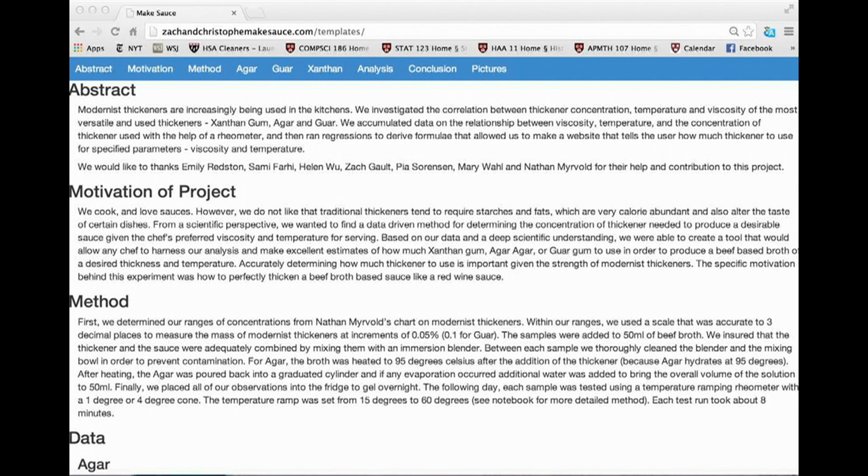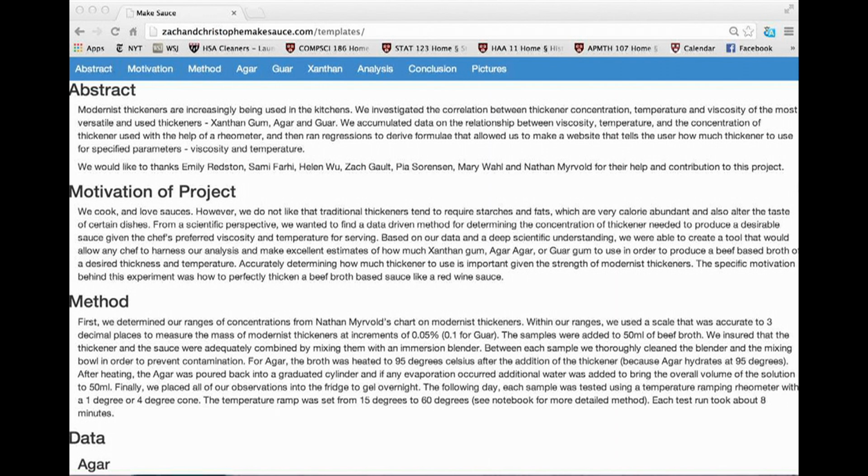So our starting point for the project was a table that Nathan Myhrvold published in Modernist Cuisine, his book. And in this table he listed some of the more popular modest thickeners, and for each modest thickener he had an upper bound and a lower bound of concentrations. So this was our starting point.